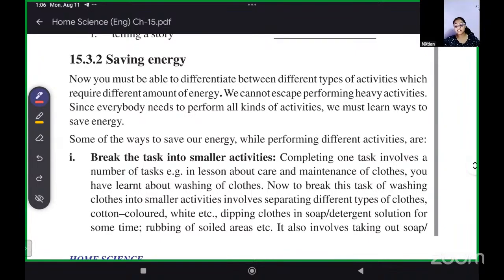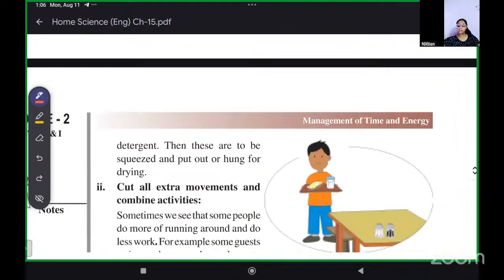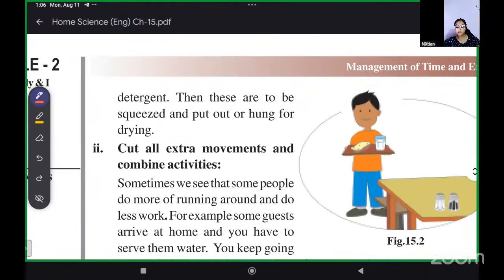First is breaking the task into smaller activities. Completing one task involves a number of tasks. That is, in the lesson about care and maintenance of clothes, we learned about washing clothes. Now, break this task of washing clothes into smaller activities that involve separating different types of clothes, cotton, colored, white, etc. Then dipping them in soap or detergent solution for some time. Then rubbing of the soiled areas. Then it also involves taking out soap or detergent. Then these are to be squeezed and put out or hung for drying.